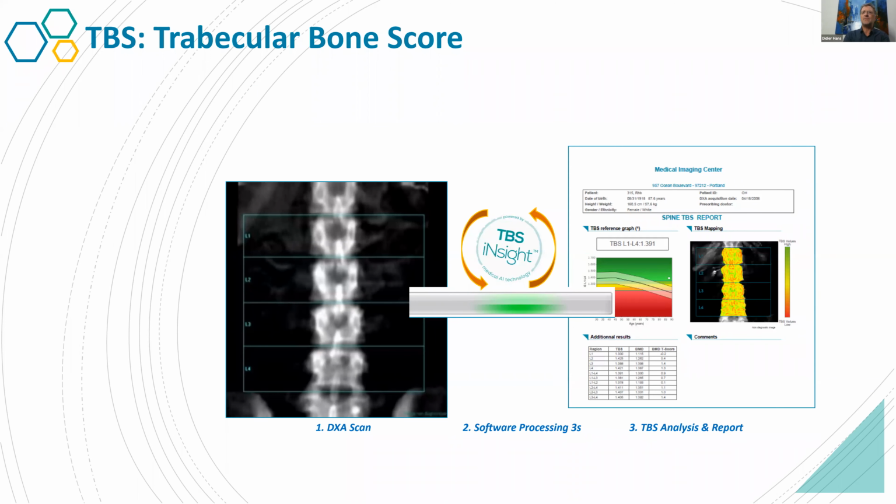Practically, you have the software installed on the DEXA scanner, and when you have done the DEXA analysis, within a few seconds you will have a TBS report that comes with a reference curve, the image, the individual TBS value, and the combined value.